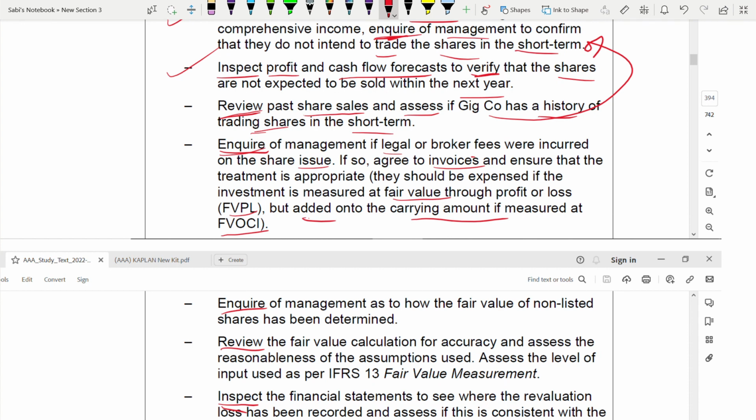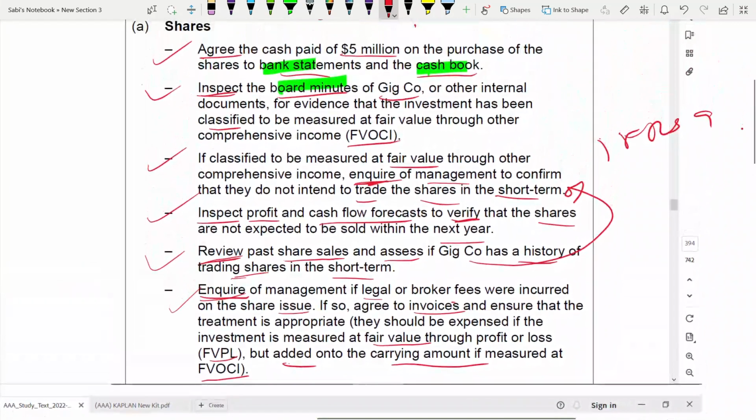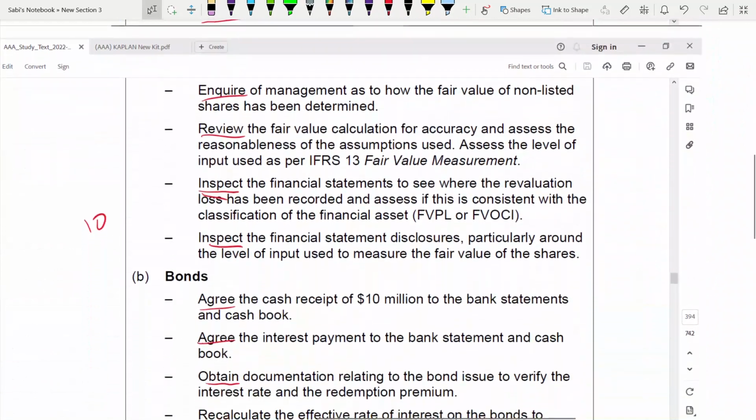You add it to their carrying amount. That's the rule according to IFRS 9. Don't ask me why. You need to go back to IFRS 9 and know the rules first. So this is done, this is done. At least 5 points. If you write, you will get 5 points. But since all the answers are there, let's explain all the answers.